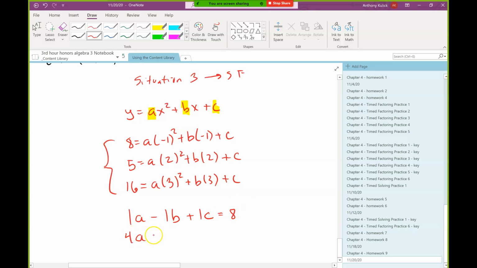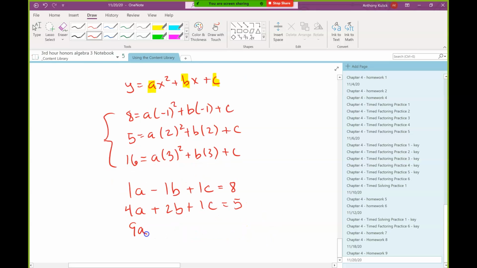And 2 squared is 4. And 3 squared is 9. And that's my system. So again, it's the same thing that I had before. I just cleaned it up a little bit. I did some simplifying and I reformatted it so the equal sign was in the familiar location.